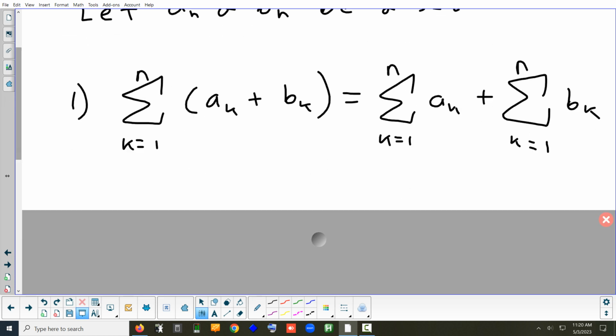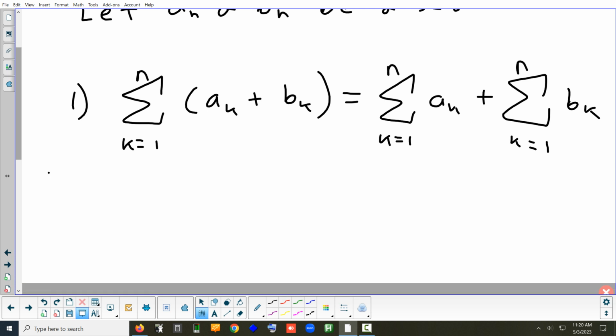Let's make up a sequence and just try it. Short, simple sequence. Let's say A sub k is the sequence 1, 3, 5. And B sub k is just the sequence 2, 4, 6.